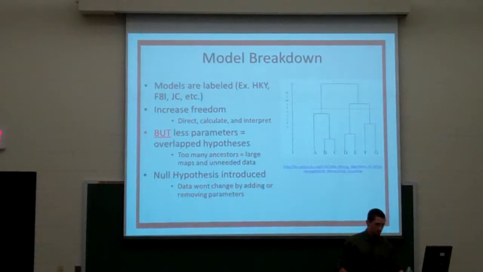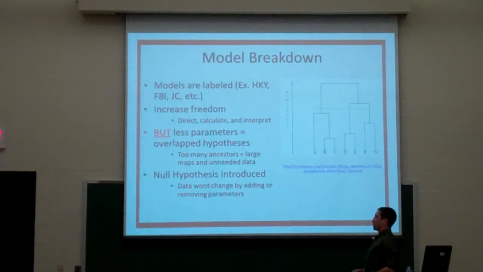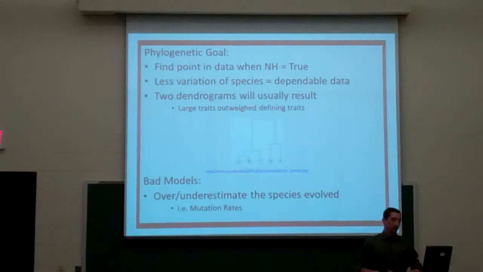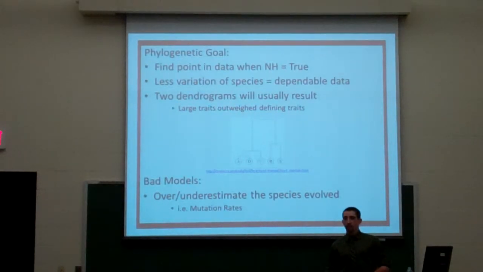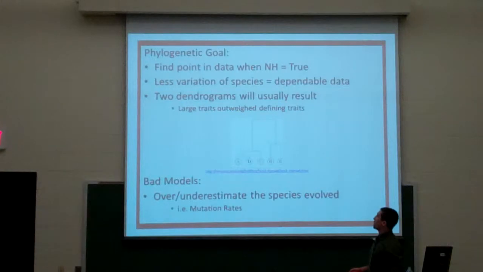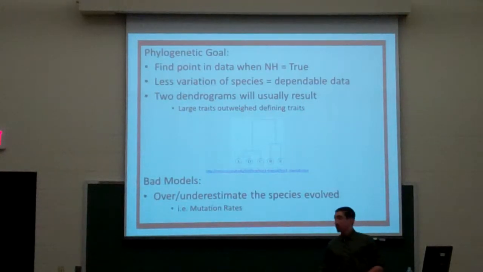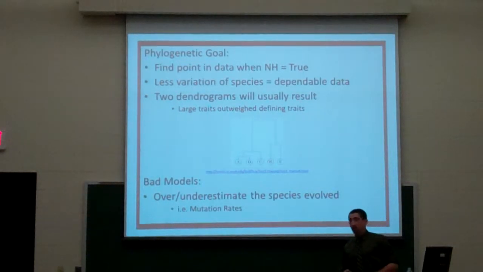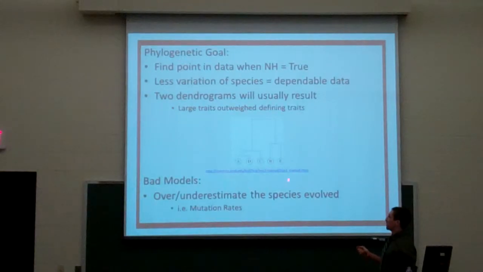are being done. Now, this is where the null hypothesis is introduced. This is a hypothesis in science that is on when your data won't be changed by adding or removing different parameters. Now, that's one of the goals of phylogenetics, is finding a point in your data when inserting a different parameter in your program will not change the data or data resolving. Less variation of the species means more dependable data. So if you're looking at specifically these two, you're going to be able to analyze them a lot better than analyzing a wider variety of species.